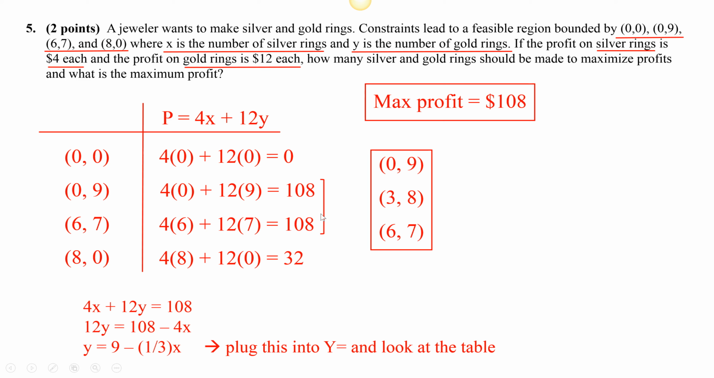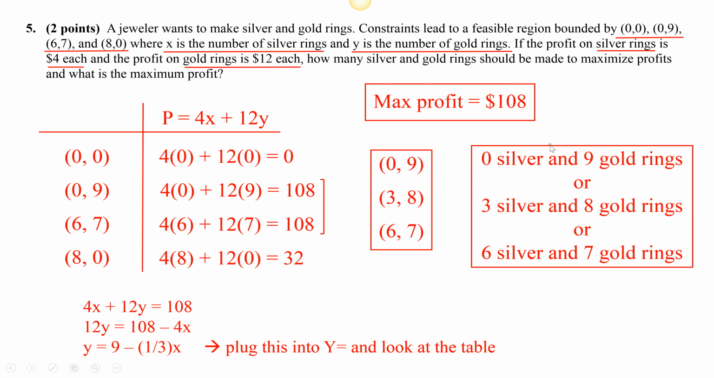So the best way to write that in words, because we have to say how many silver and gold rings should be made, is to say 0 silver and 9 gold rings, or 3 silver and 8 gold rings, or 6 silver and 7 gold rings. Okay? So those are the answers to that, and the way that this problem was done can be found in the key from quiz 5.